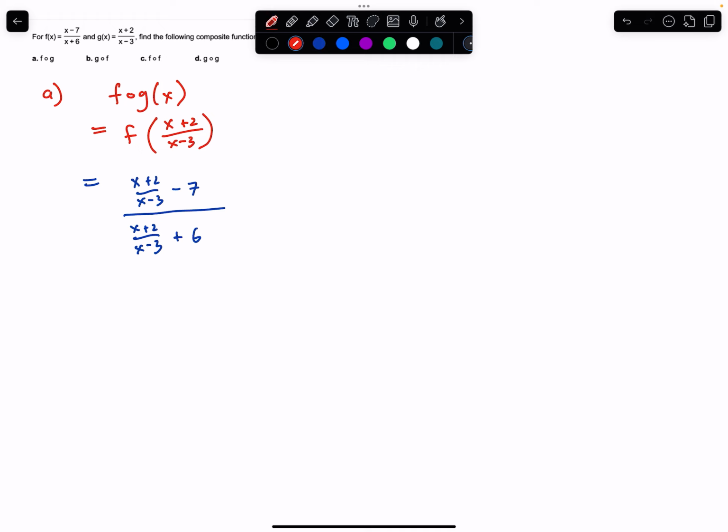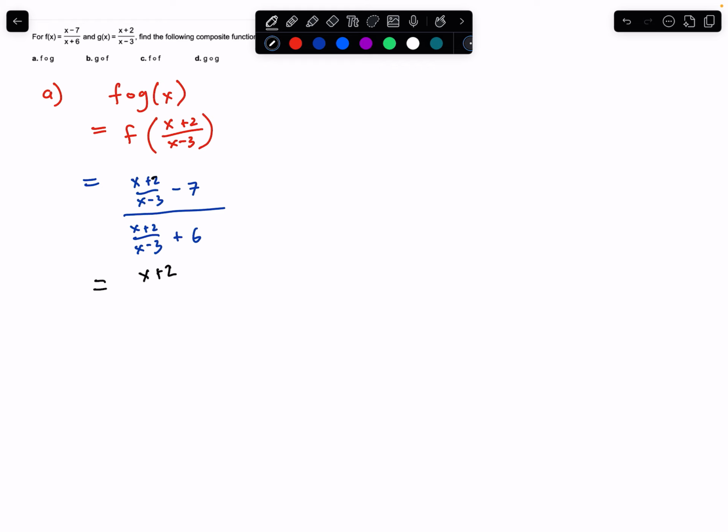Okay, so it looks like to me the most obvious step is to change the 7 to something where it's x over x minus 3, sorry, and same thing with the 6. So we can combine like fractions, then we'll have a fraction divided by a fraction, and we'll try to cancel. Okay, so let's do that.